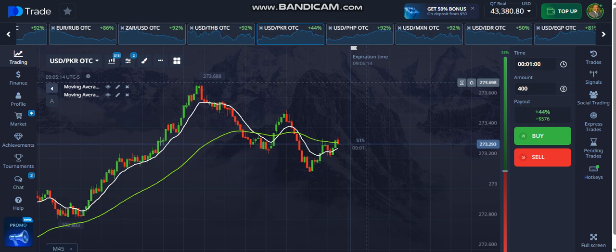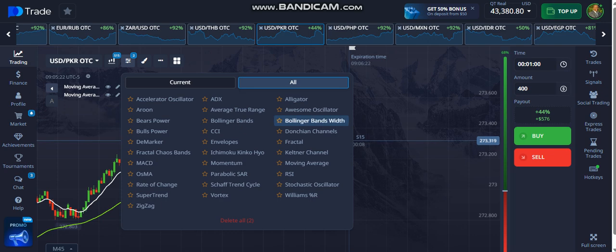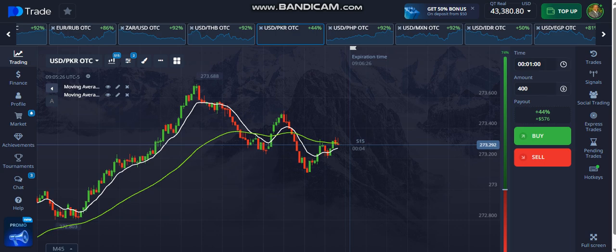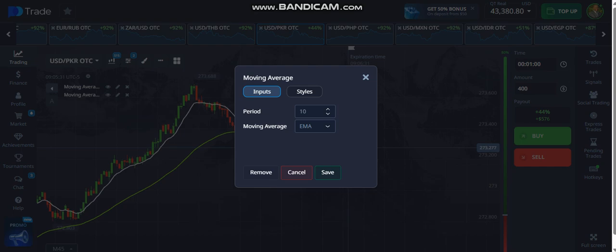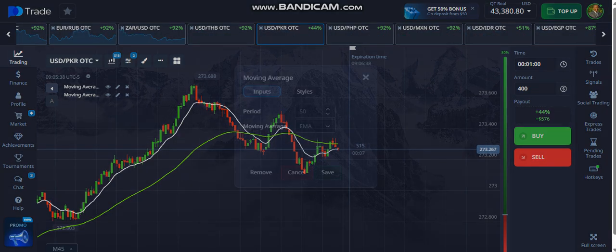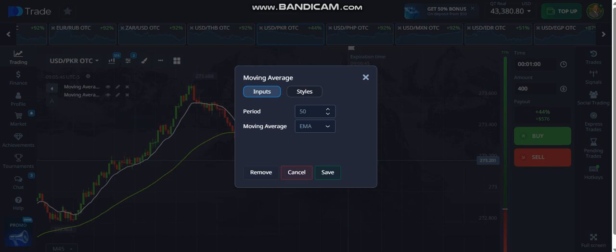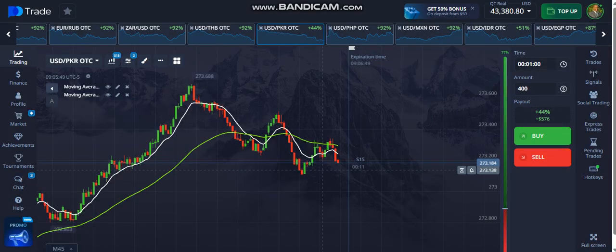And so, how I've set up my chart is you would go here, click on your indicators, and you click on the two moving averages here. And then the first moving average we'd set to 10 period EMA, which is the white line here. And the second moving average is the 50 period EMA. So I would go in and set my EMA to 50 period. Okay. And that's the green line.